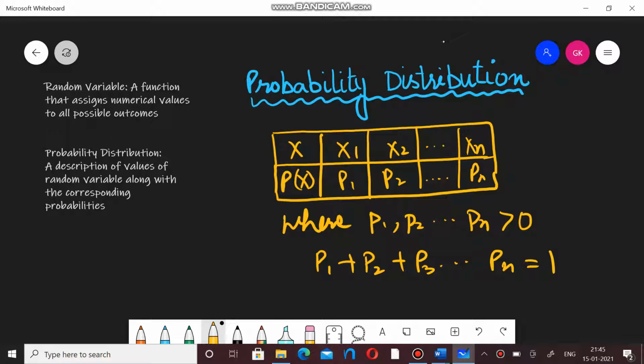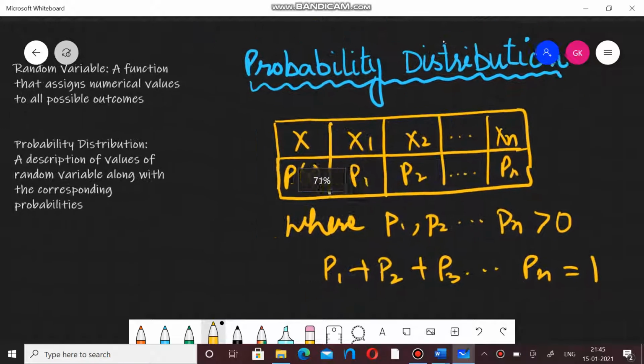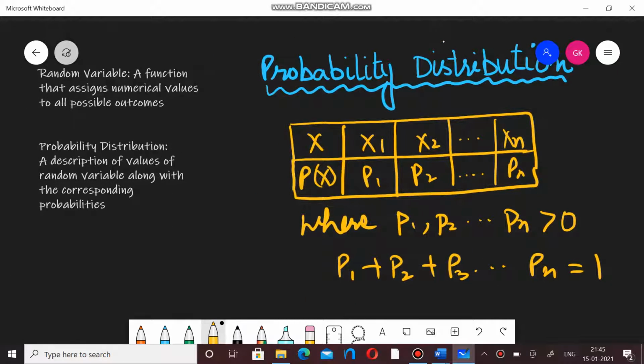Hi everyone. Today we are going to do probability distribution, but before I start with probability distribution, you should know what is a random variable. A random variable is a function that assigns numerical values to all the possible outcomes. So it is a function which is giving a number to the outcomes. To all the possible outcomes, when you give a number, that is known as the random variable, and we write it as capital X or small x.